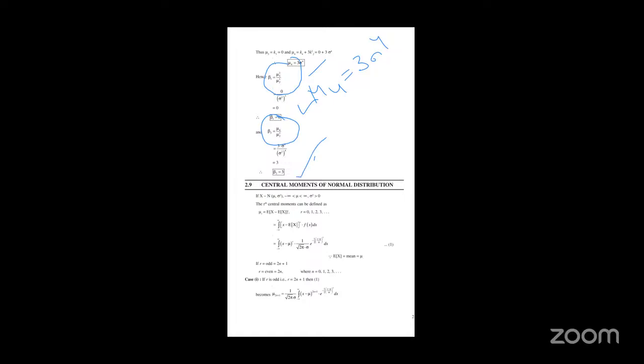So we already know the formulas. Actually, beta 1 is equal to mu3 square by mu2 cube, and beta 2, the kurtosis formula, is mu4 by mu2 square. So these are the values. If you do the moment generating functions like mu4, mu3, mu2, then we can get all these values. Next, coming to the central moments of the normal distribution.